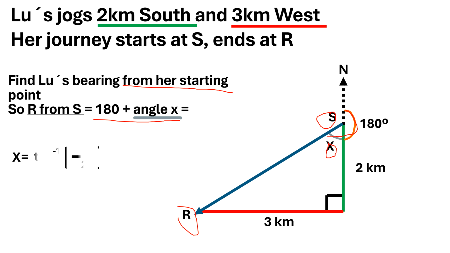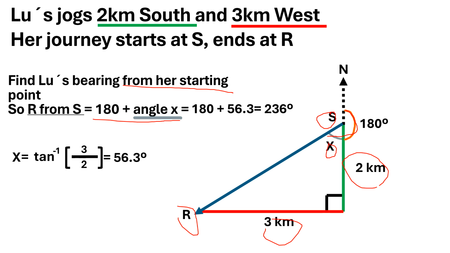So doing our calculations, we're going to use tan in this case because we have the opposite and the adjacent. We don't know what the hypotenuse is, but we don't need to either. So it's going to be 3 over 2, opposite over adjacent, which gives us 56.3. And so we can use this here to give us an angle of 236, and that would be the correct answer. Always rounded to 3 significant figures, of course.